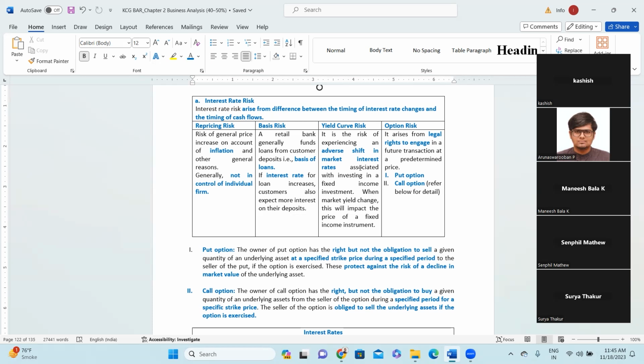Okay. Third is yield curve risk. So what do you understand by yield curve risk? Any idea?